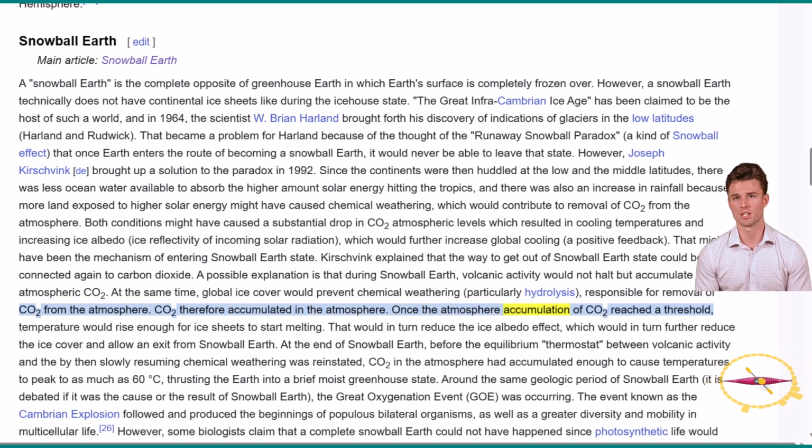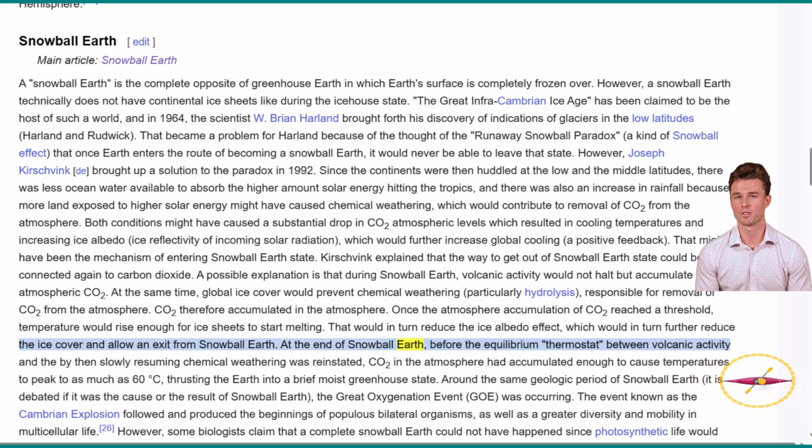Once the atmospheric accumulation of CO2 reached a threshold, temperature would rise enough for ice sheets to start melting. That would in turn reduce the ice albedo effect, which would in turn further reduce the ice cover and allow an exit from snowball Earth.